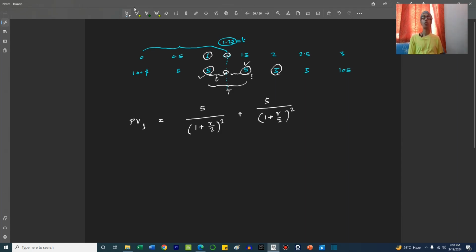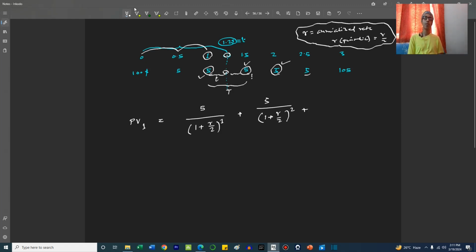Why are we doing R by 2? Because it's a semi-annual payment, right? This is a semi-annual period. This is half the period. Again, this is half the period. So whatever required rate, this R is equal to the annualized required rate. To get the periodic required rate, we have to divide it by 2. So R periodic is equal to R by 2.